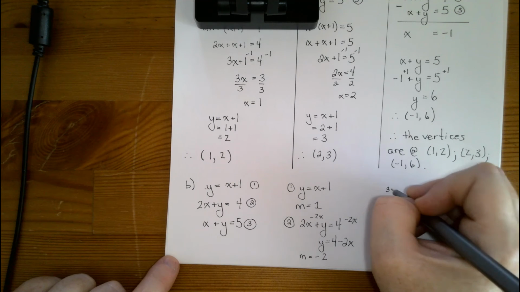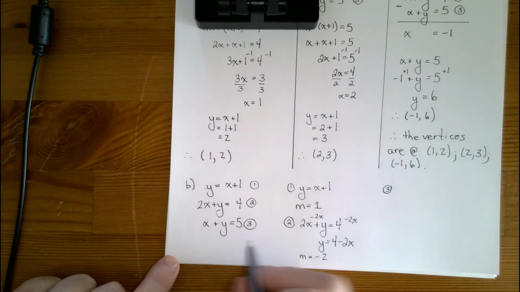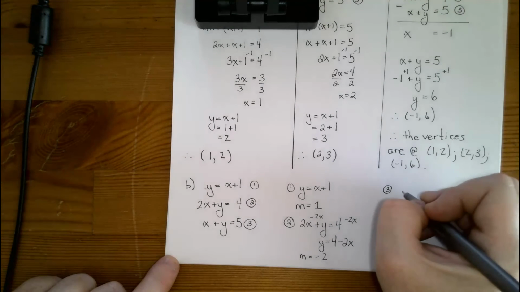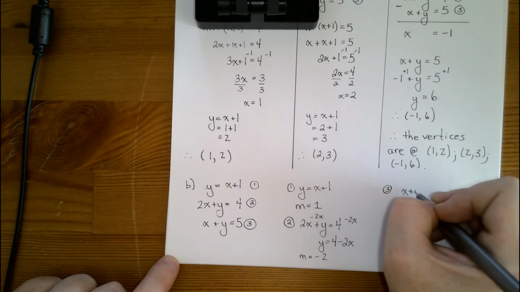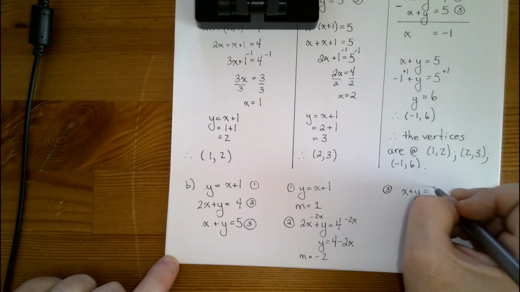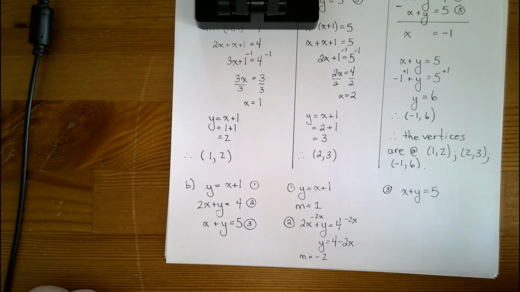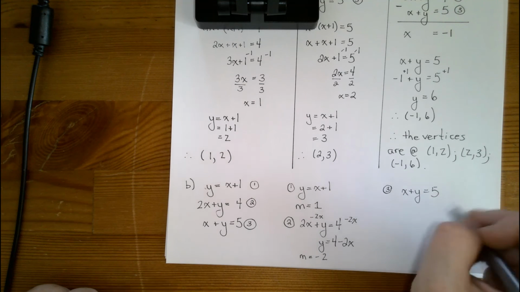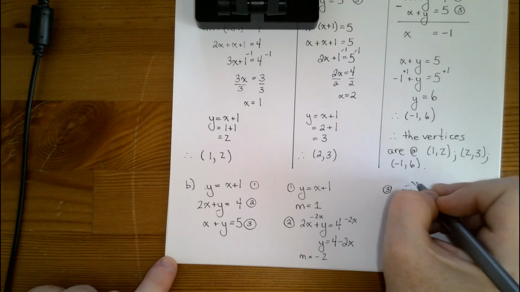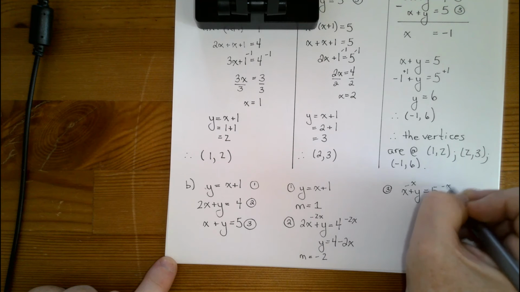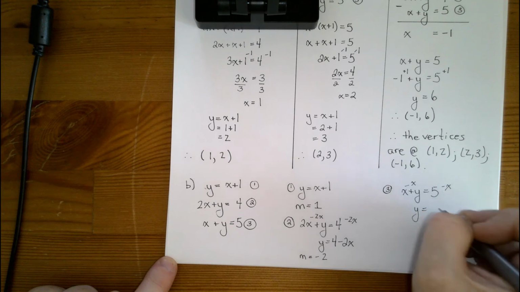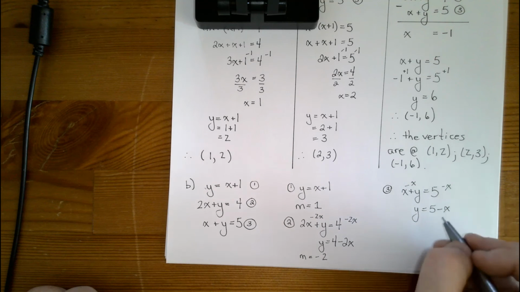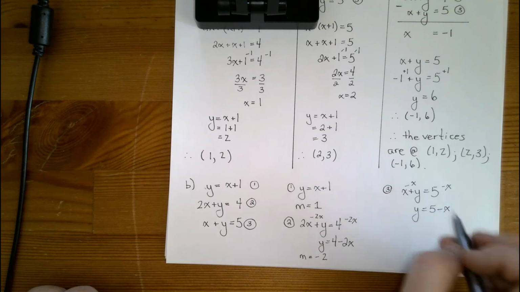And then the last question, number 3, so I'm going to grab this one. So I have x plus y equals 5. All right. So again, I want to put this into y equals mx plus b form. So I'm going to subtract my x and subtract my x. And I have y equals 5 minus x. And when I look here, my slope is -1.